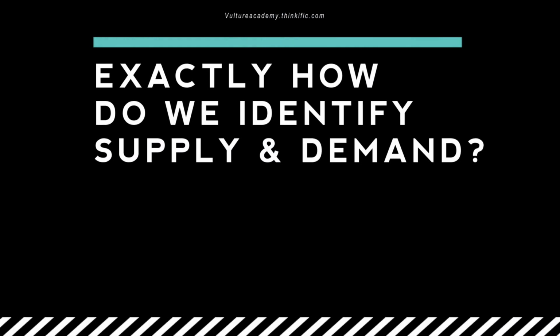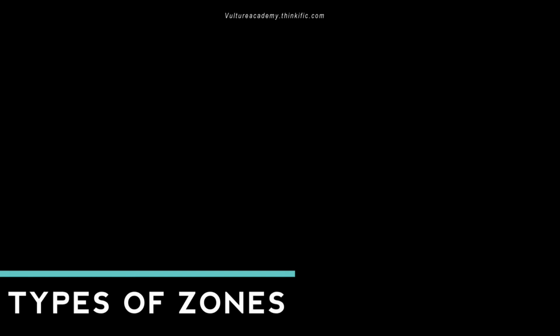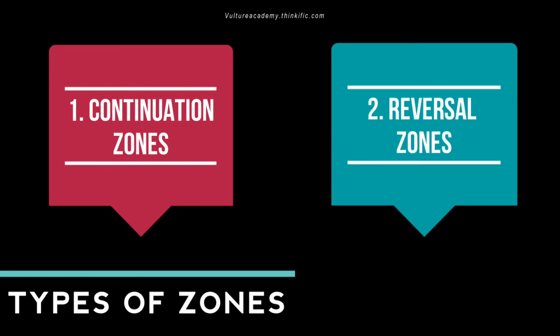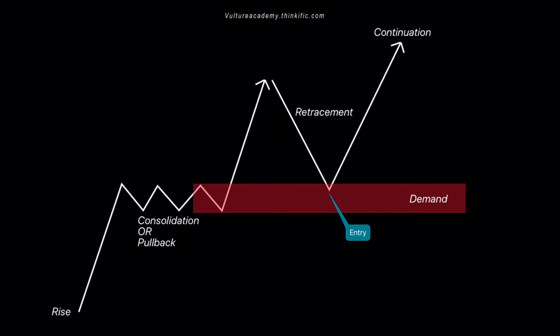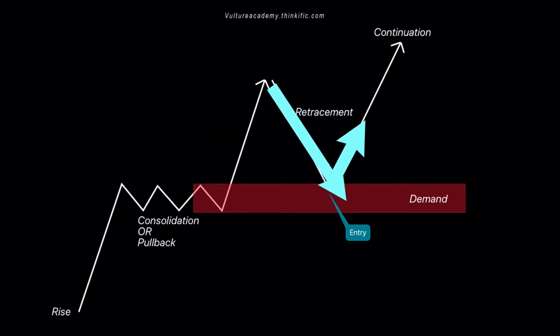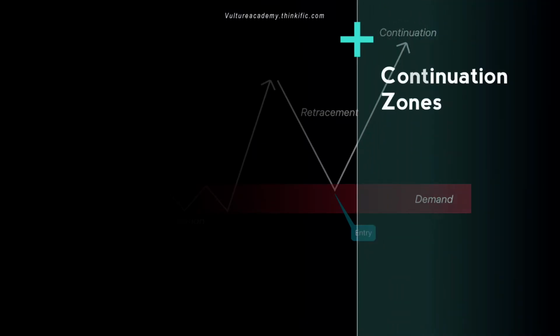So, how do we identify supply and demand? We first need to talk about the different types of supply and demand, and there are two main types of zones: continuation zones and reversal zones. A continuation zone allows us to trade with the trend, where there is a price move in one direction, followed by a pullback or consolidation, and then a further continuation of the dominant trend. Furthermore, there are two variations of continuation zones: an upward continuation zone and a downward continuation zone.